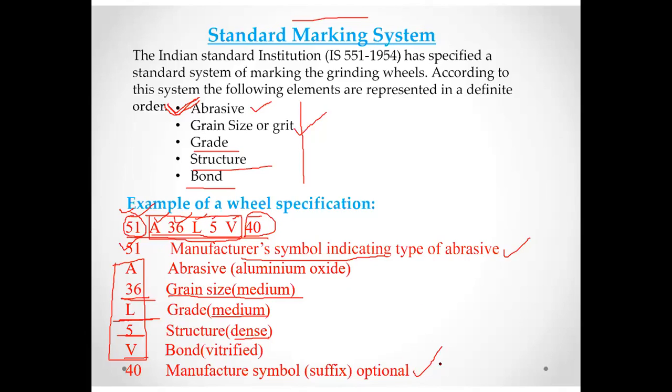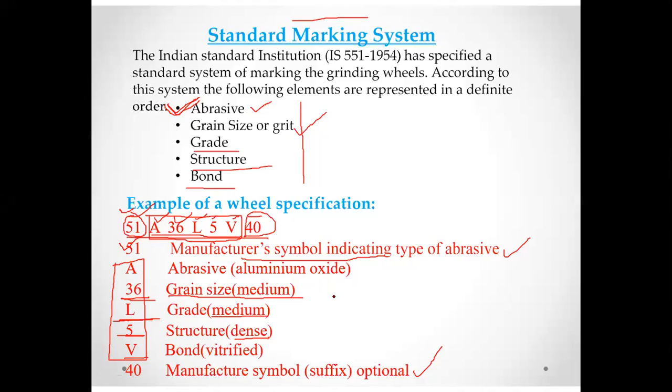And this last one is the symbol the manufacturer gives to his references, because one manufacturer does not manufacture only a single grinding wheel. He manufactures different types of grinding wheels, so for each grinding wheel he gives a different notation, symbol, or number. So the first one is the manufacturer number, and the last number is given by the manufacturer to specify that particular grinding wheel. These things are very important for you.